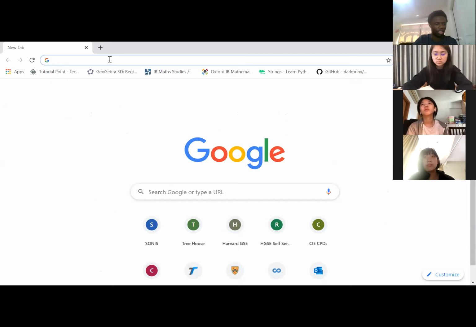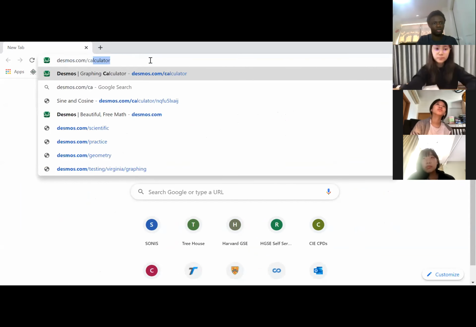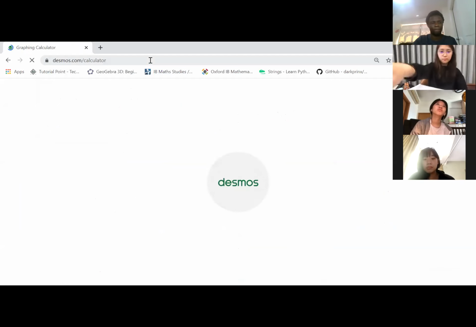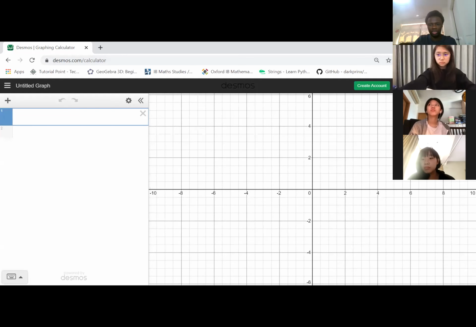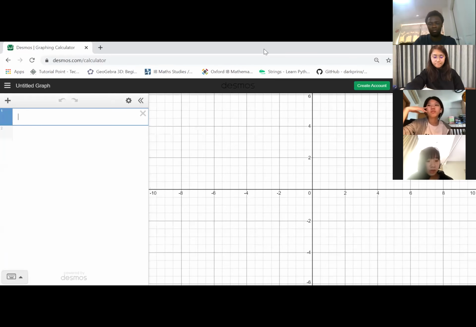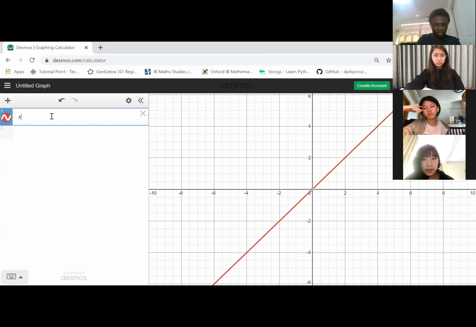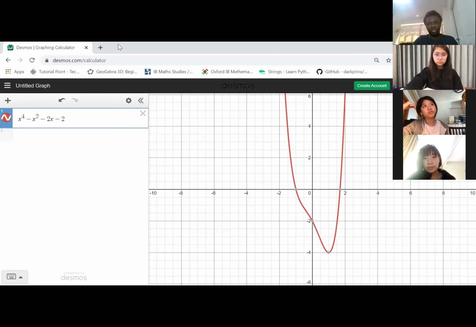So can everybody see my browser? Yes. All right. So we go to desmos.com/calculator. Then we put in that equation that we have is equal to 0. Does anybody have it in their note to give me what that equation is? x to the power 4 minus x squared minus 2x minus 2 equals 0. That's all you have to plot.